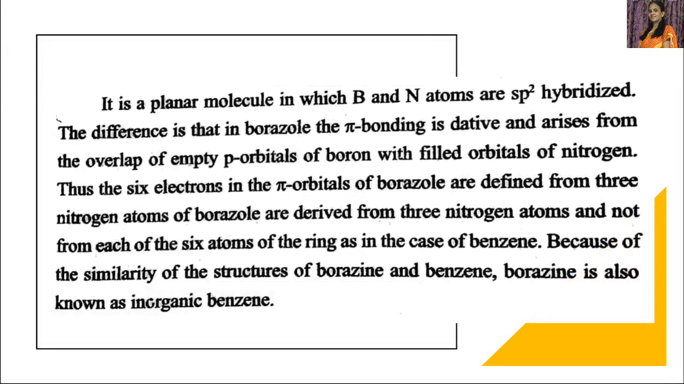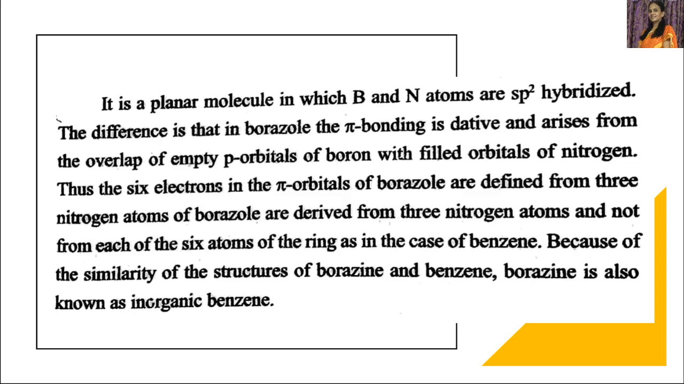Now, see the structure explanation here. It's a planar molecule in which B and N, that is boron and nitrogen atoms, are sp2 hybridized like carbon in benzene. The difference is that in borazole, the pi bonding is additive and arises from the overlap of the empty p orbital of the boron atom with the filled orbital of nitrogen. So in this dative bond between nitrogen and boron, nitrogen is the donor atom and the boron atom is the acceptor atom.